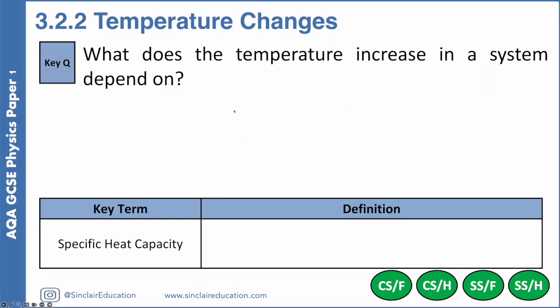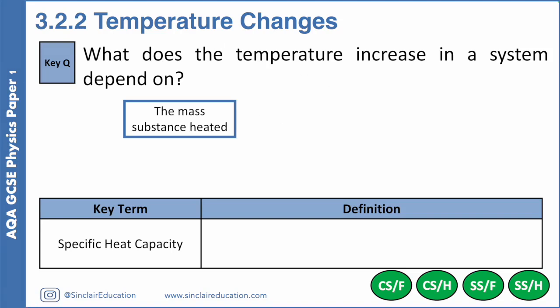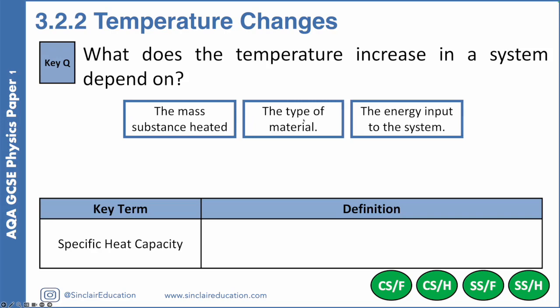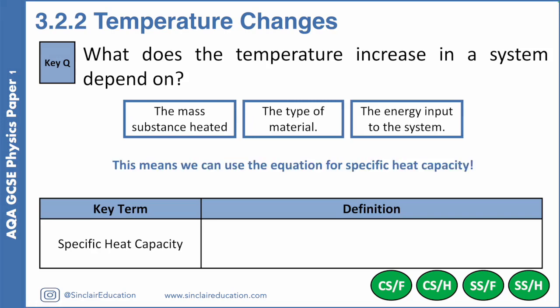Specific heat capacity has been visited within energy, but we're going to come back around to it here also, as it fits in a bit later into the specification, around 3.22. The temperature that a system increases by depends on a few things: the mass that we've been heating, the type of material that this might be, and how much energy I've put in.